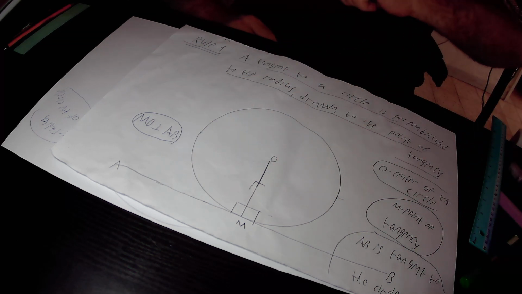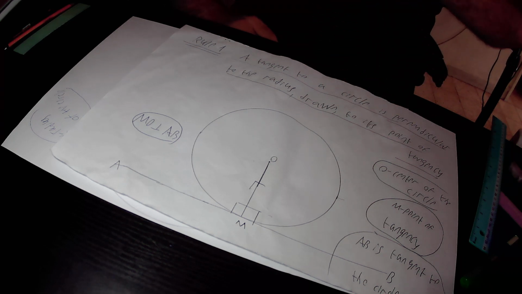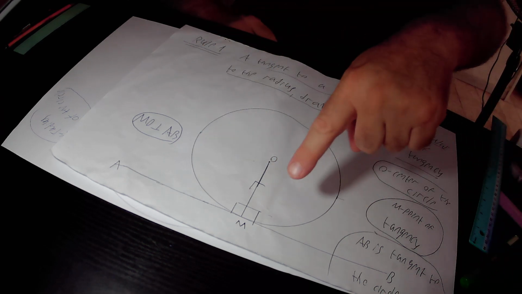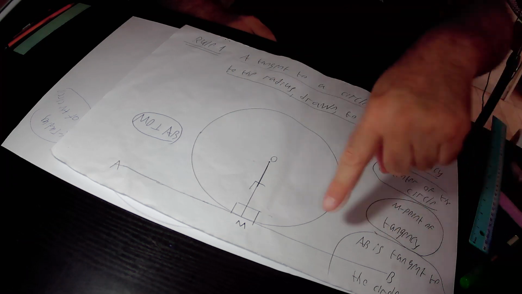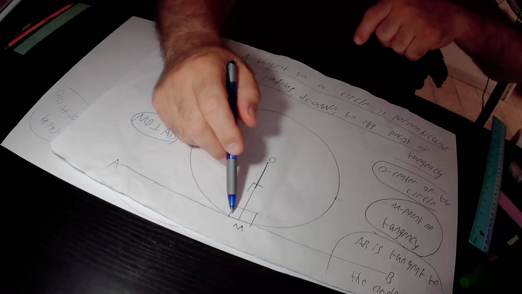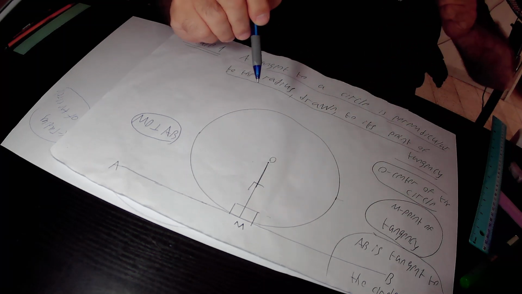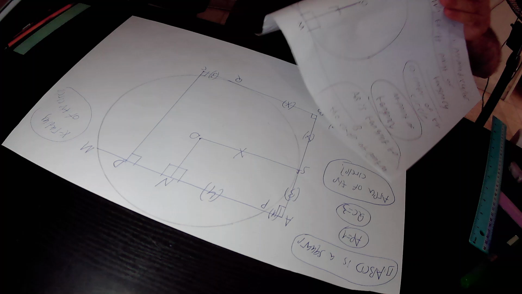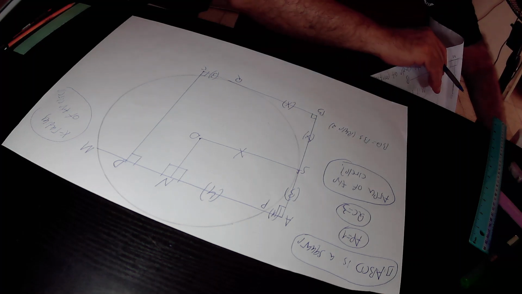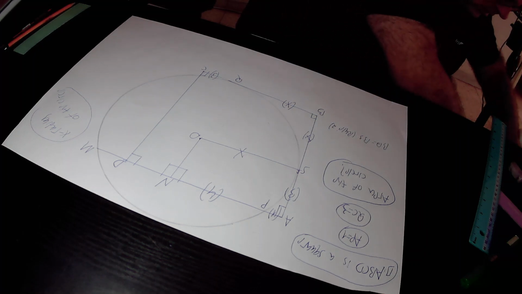And whenever you have a radius that is drawn to the point of tangency, then tangent AB will be perpendicular to the radius MO. If AB is perpendicular to MO, it means that this angle equals 90 degrees, and this angle also equals 90 degrees. According to this rule, rule 1. So we can actually implement rule 1 in our drawing.